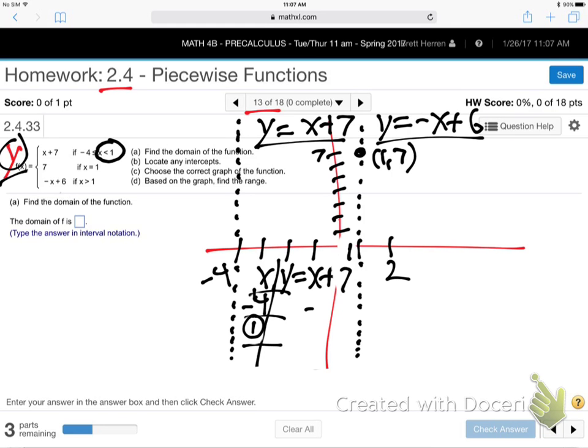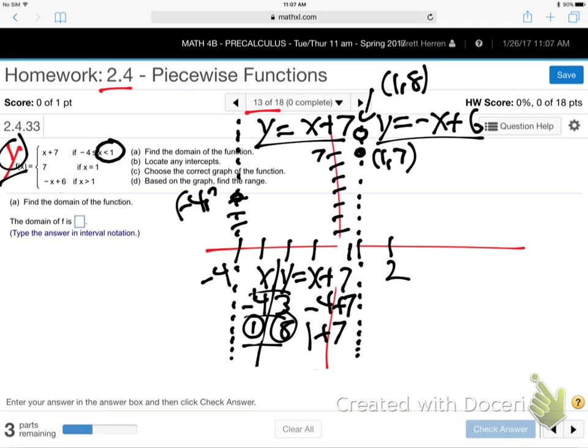So plug in negative 4. Negative 4 plus 7, 3. Plug in 1, 1 plus 7, 8, but circle it. So that means over 1, up 8. That's right up here. That one is over 1, up 8, open dot. And back 4, up 3, 1, 2, 3, right there. Back 4, up 3, solid dot. Connect those two dots. There's that graph in that section.